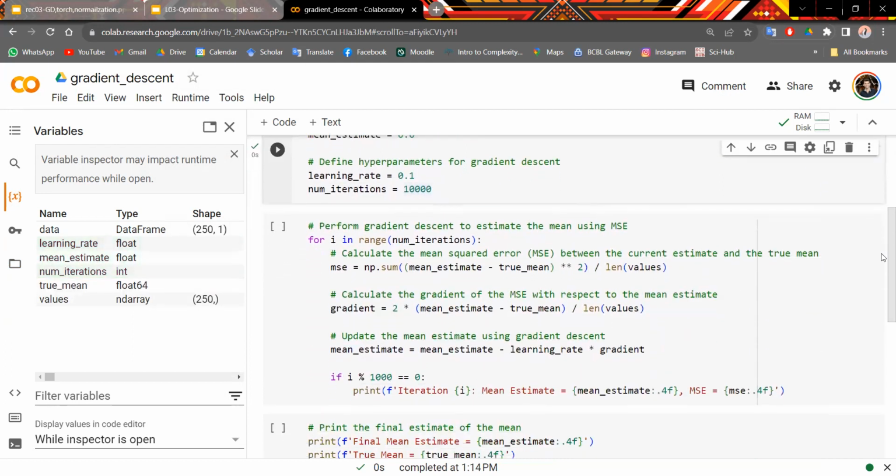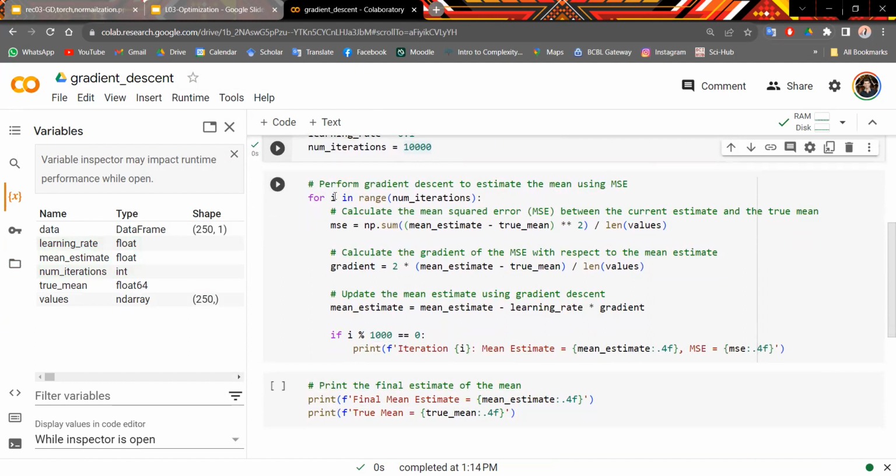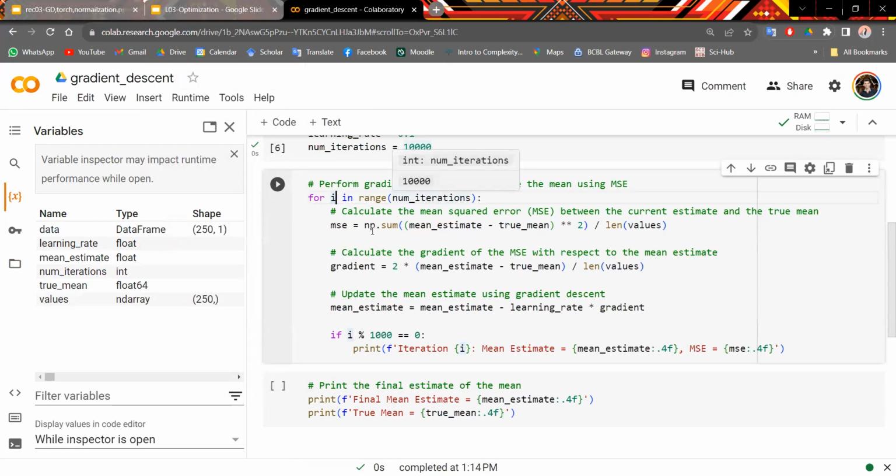Now this is the tricky part. No, it's not tricky at all. We go for i in range of the number of iterations, so for every iteration, 10,000 times. Oh, I forgot to ask: how am I going to find the mean? What is my loss function? Mean squared error, right? Because remember, there's the proof that we didn't touch today that if you optimize for the minimum mean squared error, you're also finding the mean of the distribution. It's the same thing as approximating. So we're going to calculate the mean squared error, which will be the sum of the mean estimate minus the true mean. No, that's not what I wanted.